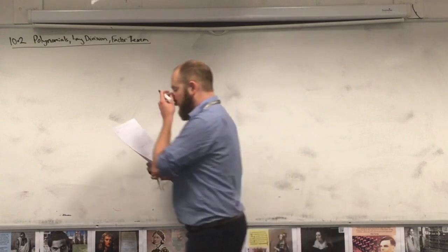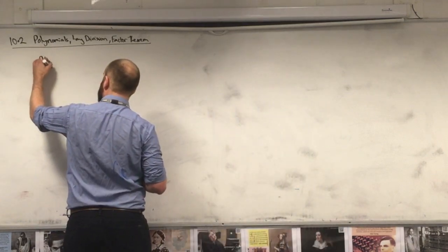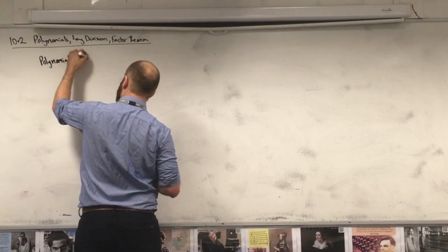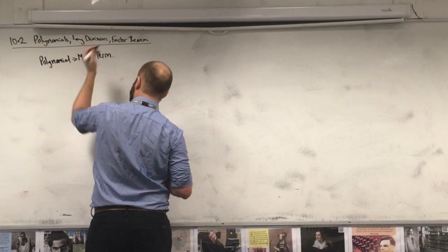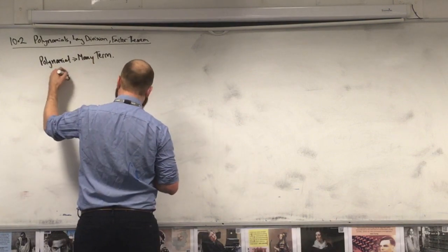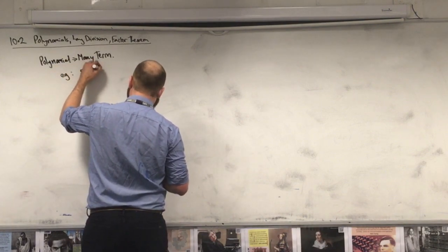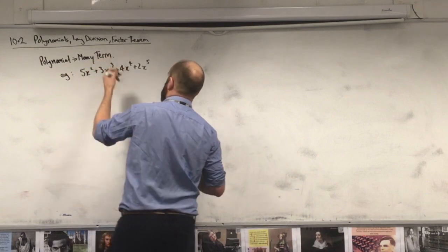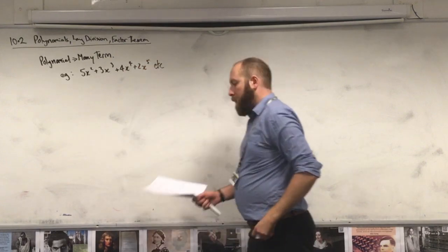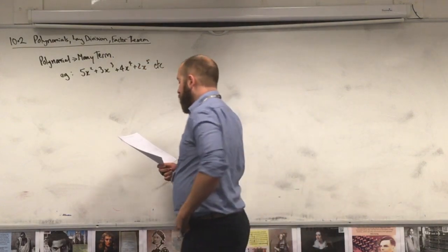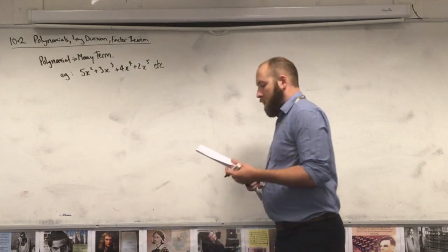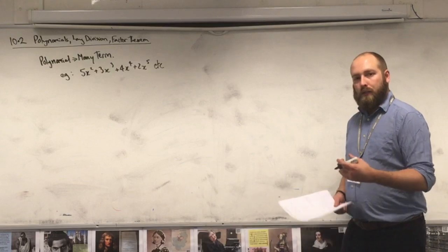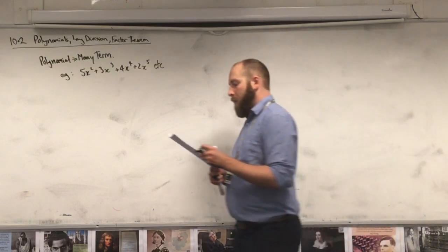So polynomials basically means many term, or many number, but we can say it's many term. So e.g. 5x squared plus 3x cubed plus 4x plus 2x to the 5, etc. So that would be a polynomial. Now we need to be able to divide polynomials. So to do that first, we're going to talk about simplifying algebraic fractions, and then we're going to go into long division.